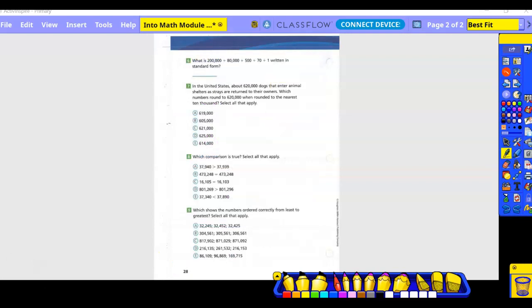Number 6, what is 200,000 plus 80,000 plus 500 plus 70 plus 1 written in standard form? So what, how am I going to write my numbers? I'm going to write 2, what's next? Not comma. What's my next number, guys? I know 8. 8. For the 10,000s, do I have anything in the thousands spot? No, so I put a 0 and then I can put my comma.